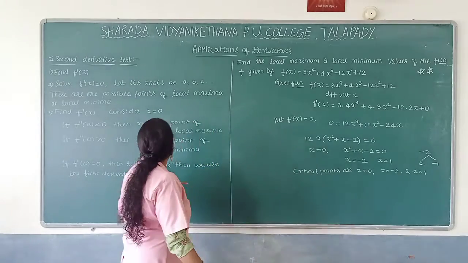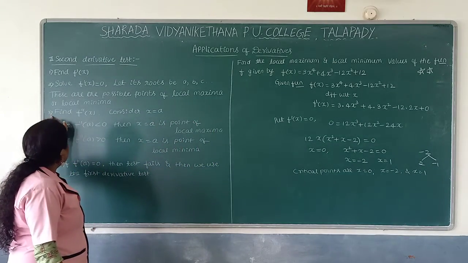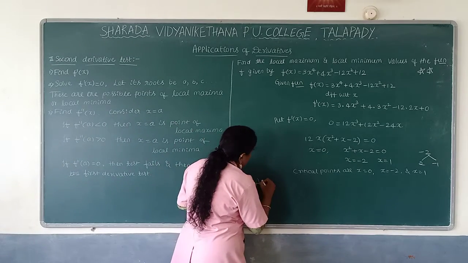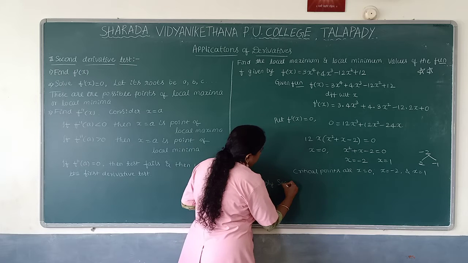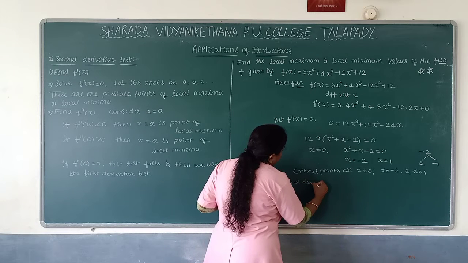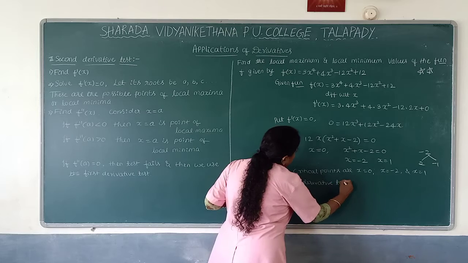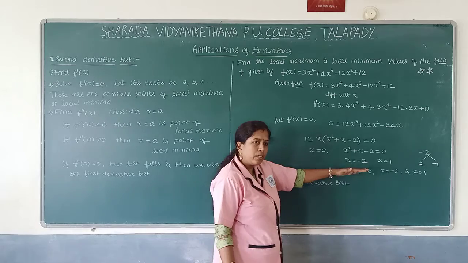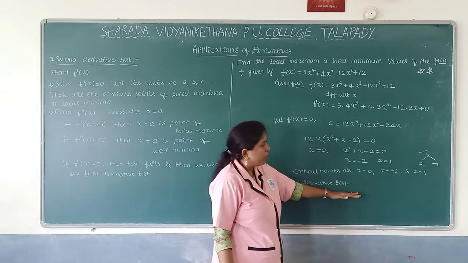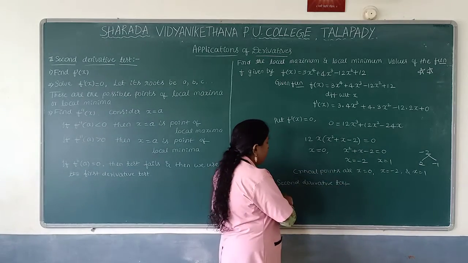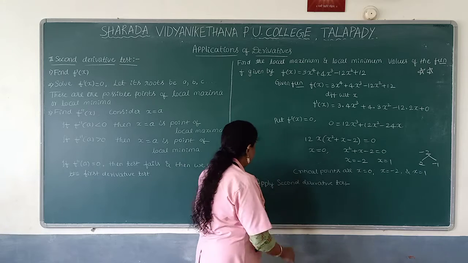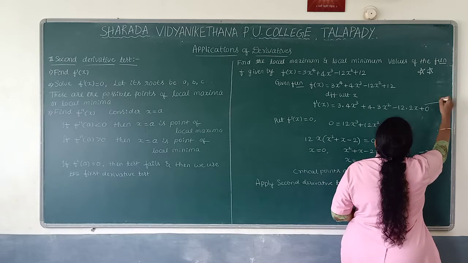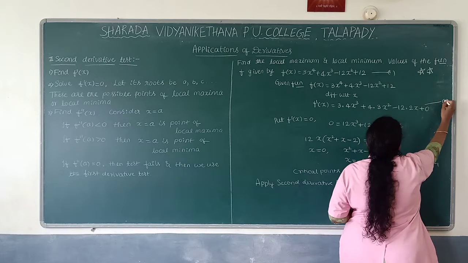Next we apply the second derivative test. See, the third step is to find f double dash of x, which means applying the second derivative test, because up to the first derivative the procedure is the same, and the second derivative also uses the same procedure. That's why I mention first, next is applying the second derivative test.